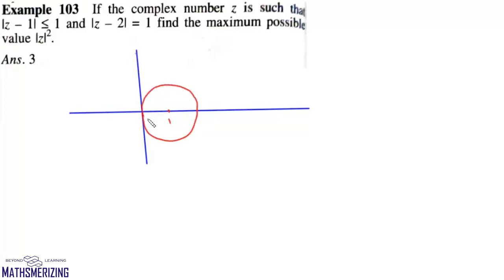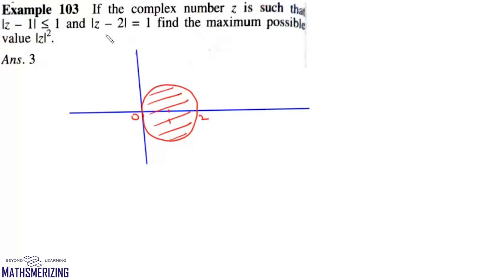Now here the question is, if the complex number z is such that mod z minus 1 is less than or equal to 1. So we have a coordinate axis and then we have a circle whose center is at 1 and whose radius is also 1. So we are talking about all the points on or inside this circle. Now this point is 0 and this point is 2.